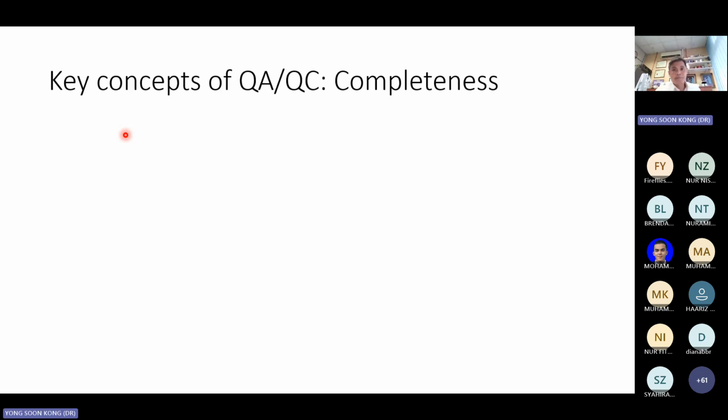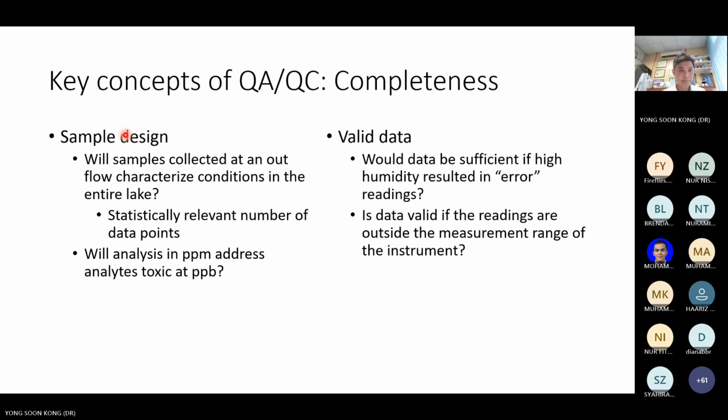Okay, so now, next one, the concept. Okay. So here is the follow-up of the completeness that we discussed earlier. Sampling design. Will samples collected at an outflow characterize the condition in the entire lake? Statistically relevant number of data points. So how big is your sample size that is adequate for the specific statistical analysis that you need to do?